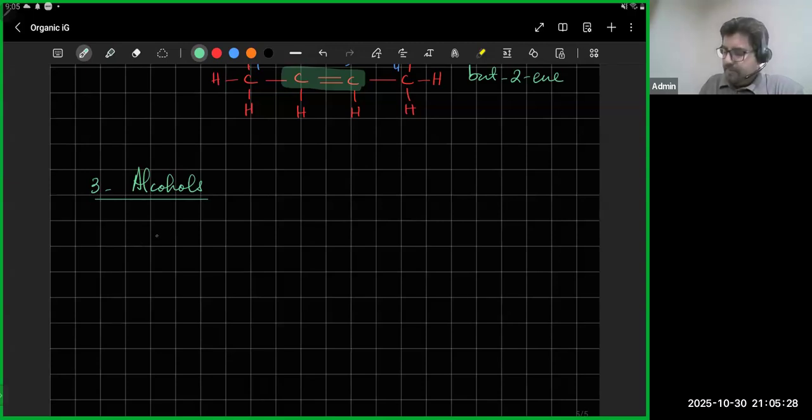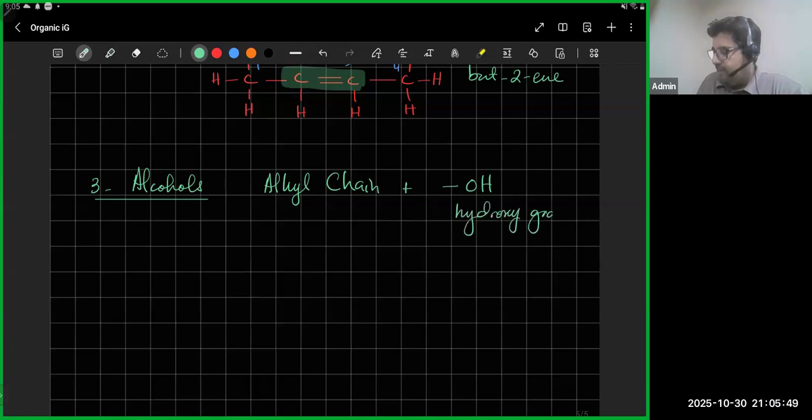Now with alcohols, it's basically an alkyl chain. I'm going to explain what an alkyl chain is. An alkyl chain is basically your carbon chain. So it's an alkyl chain plus an OH. This is known as a hydroxy group. It's not OH minus one, it's just OH. So it's an alkyl chain, which is a carbon chain. Normally, alkyl chains have a formula which is CnH2n plus 1.